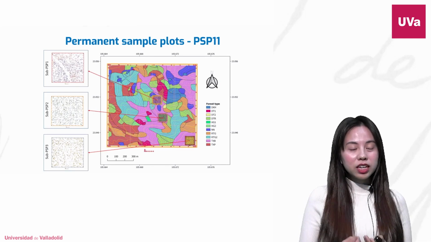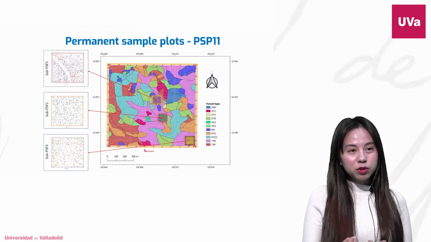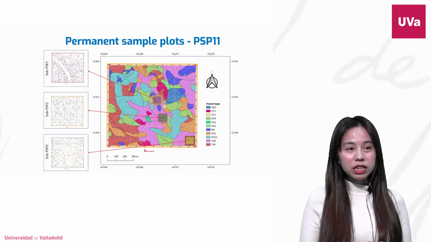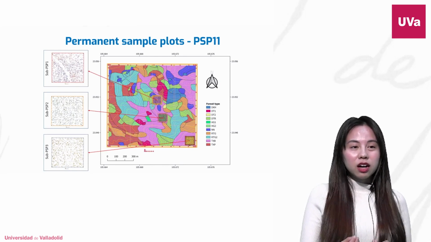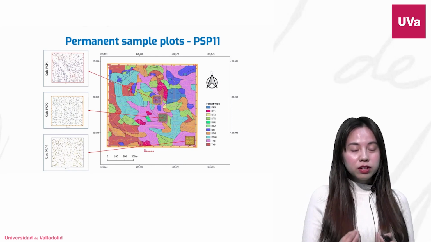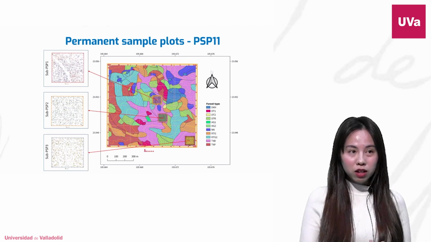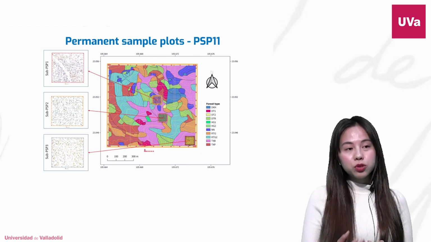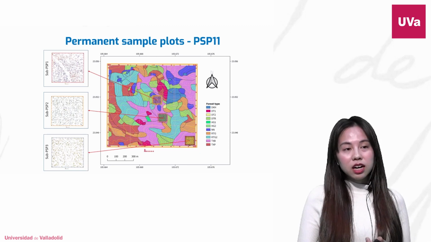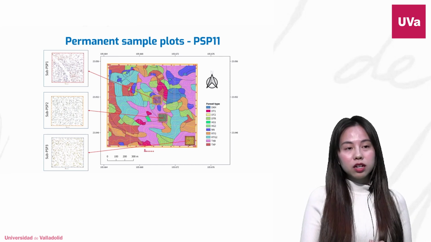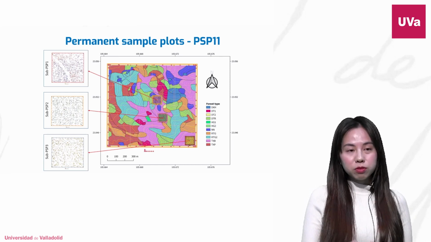Here we are looking at an example of permanent sample plot number 11, where you can see the different forest status represented by polygons in different colors, and also the coordinates of each individual tree. The tree biomass is calculated using different allometric equations obtained from different references.